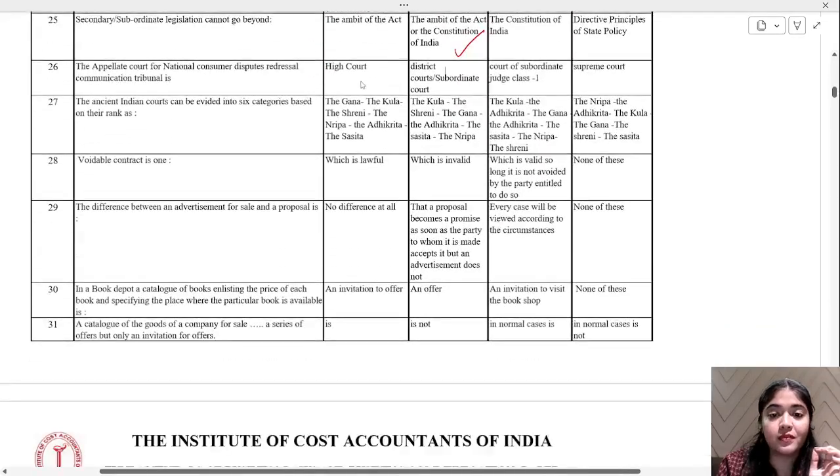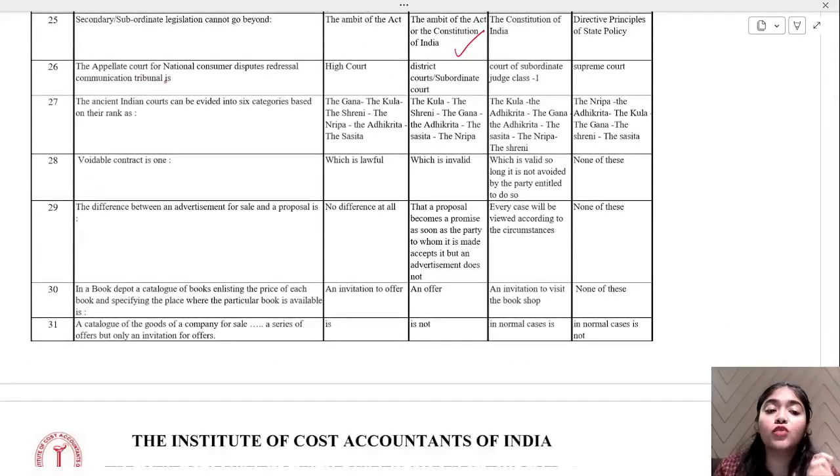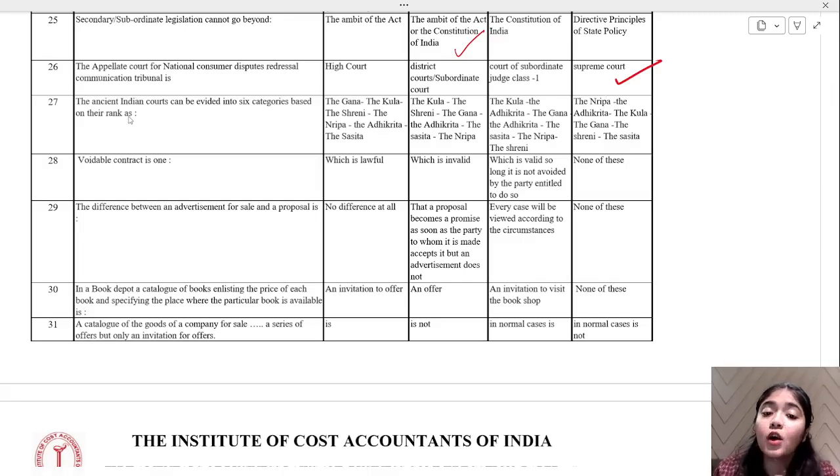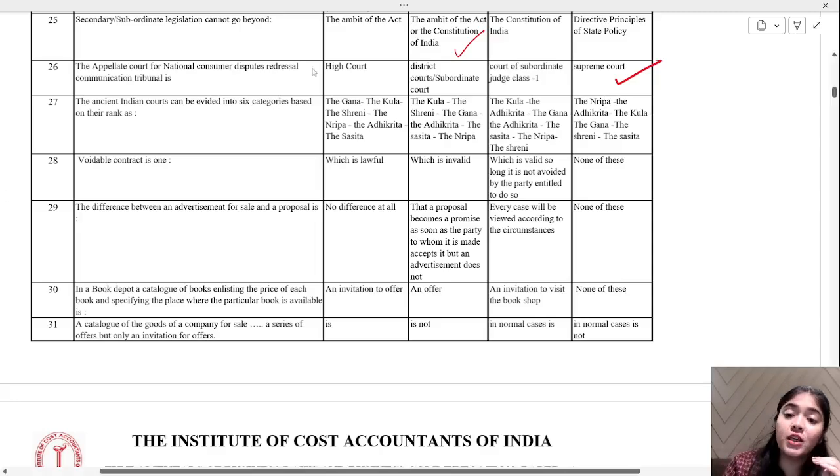Okay. Now, the appellate court for the National Consumer Disputes Redressal Commission is High Court, District Court, Court of Subordinate Judge Class, or Supreme Court. Option number 4 is correct, Supreme Court. Okay. The ancient courts can be divided into 6 categories based on their rank as the Gana, Kula, Sherni, Nipa, Adhikrita, Sasita. So you have to see the right sequence over here. The right sequence is Kula, Sherni, Gana, Adhikrita, the Sasita, and Nipa.